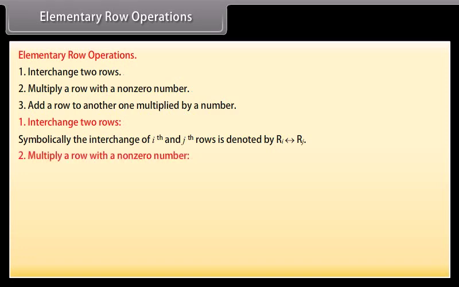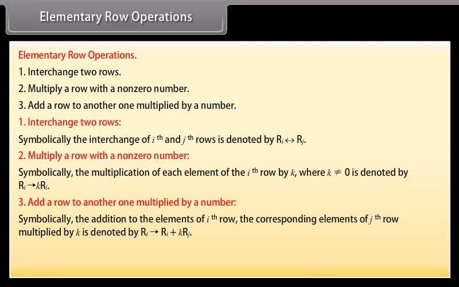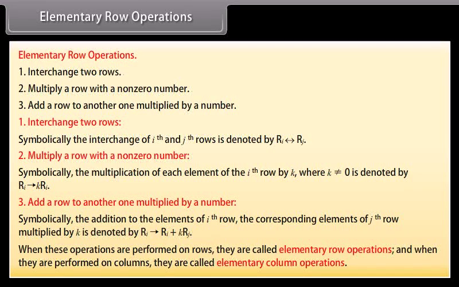Multiply a row with a non-zero number. Symbolically, the multiplication of each element of ith row by k, where k is not equal to 0, is denoted as given below. Add a row to another one multiplied by a number. Symbolically, the addition to the elements of ith row, the corresponding elements of jth row multiplied by k, is denoted as given below. When these operations are performed on rows, they are called elementary row operations, and when they are performed on columns, they are called elementary column operations.